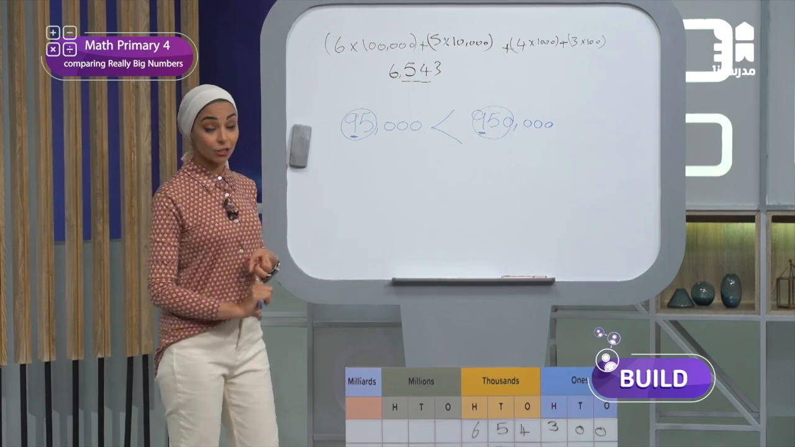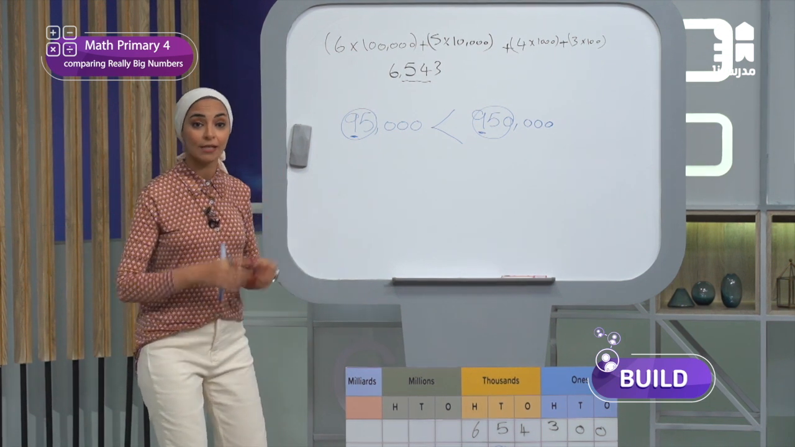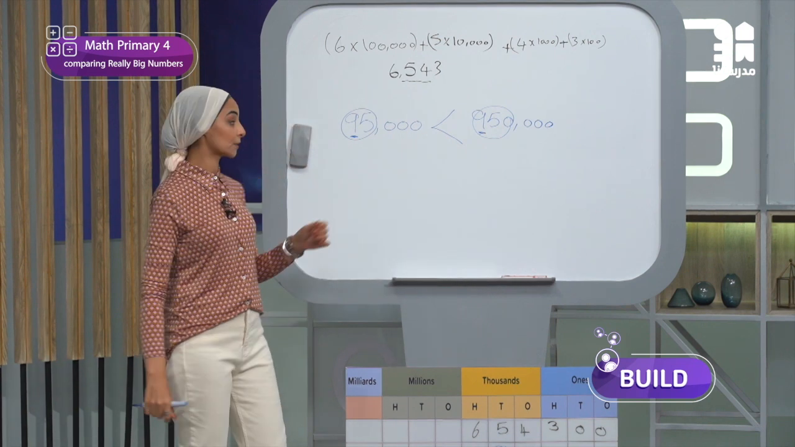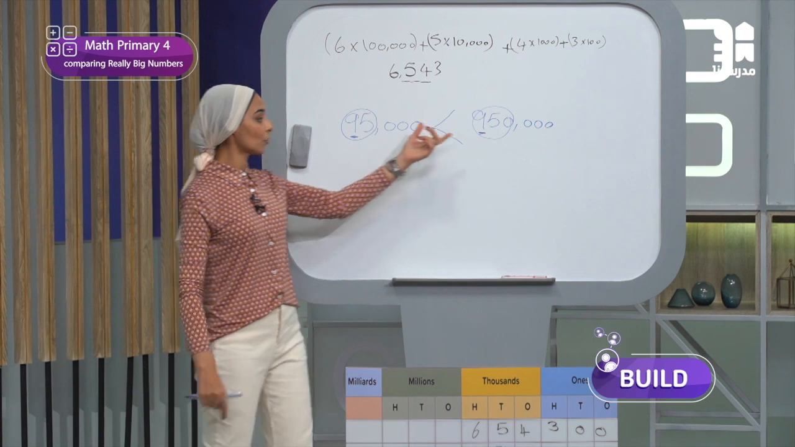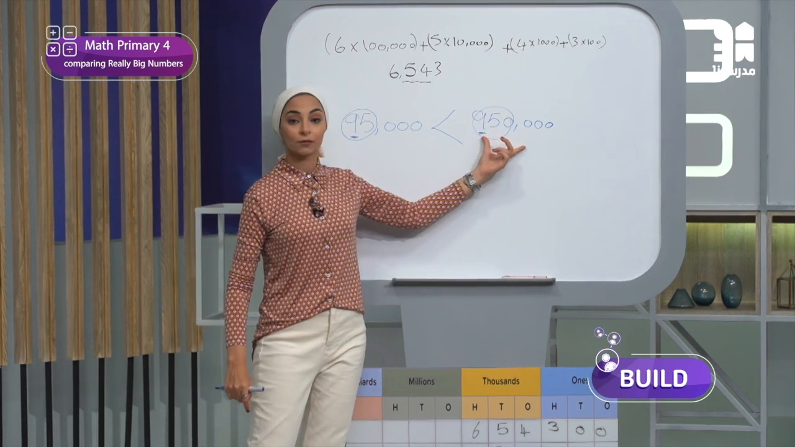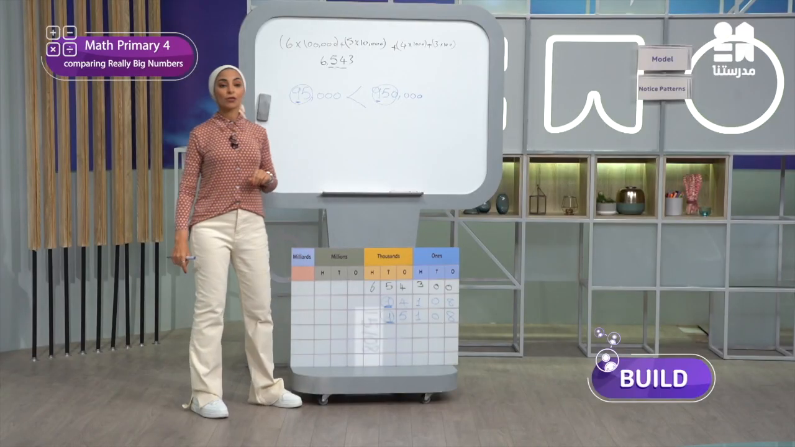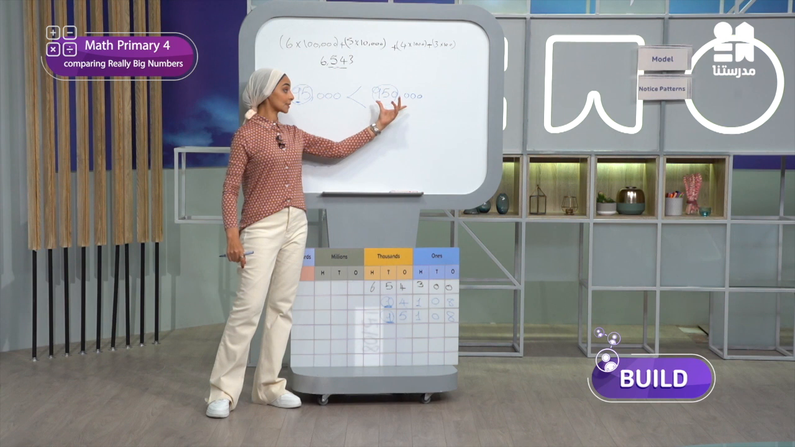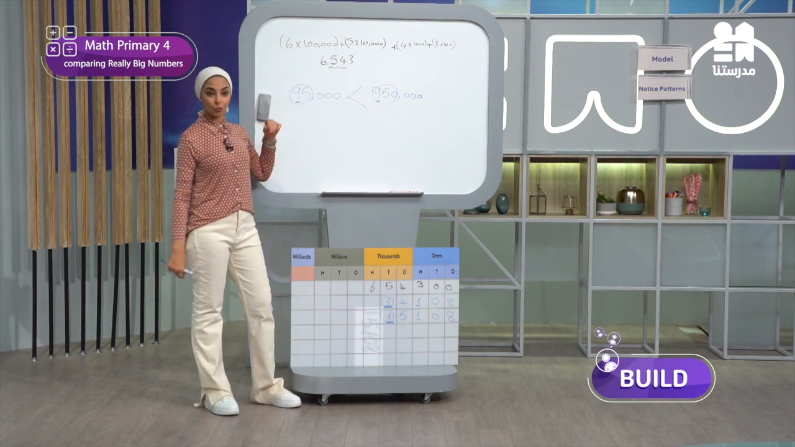Okay, what about the second strategy? Do you remember the second strategy? Yes, first of all I will count the digits in each number. I will find that the first number has how many digits? Yes, 5 digits. What about the second number? I have 6 digits. So which is bigger? Of course, the number which has 6 digits is greater than the number which has only 5 digits.